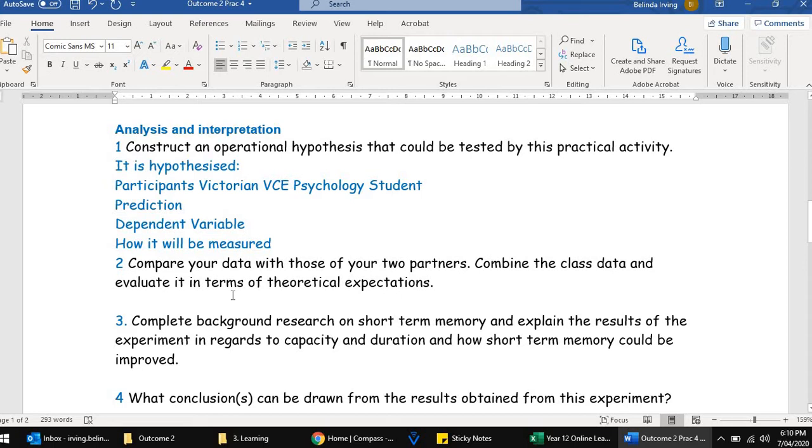Anyway, the second question is going to be an interesting one. Compare your data with those of your 2 partners. Combine the class data and evaluate it in terms of theoretical expectations. So what I'm going to ask you is to send your score to Miss Irving. So remember, irving.linda.m@edgemail.vic.gov.au. Alright, so send your score to me.